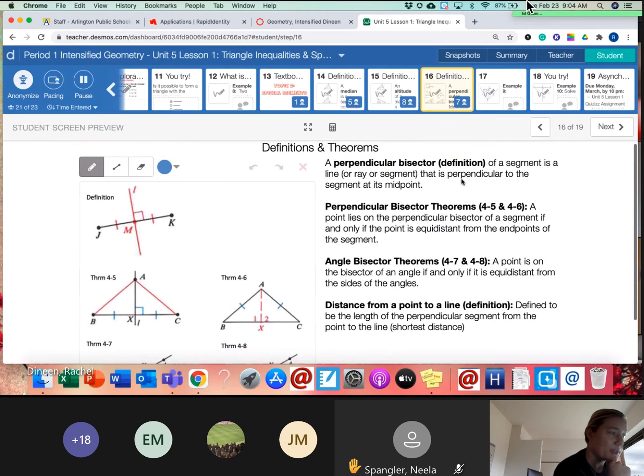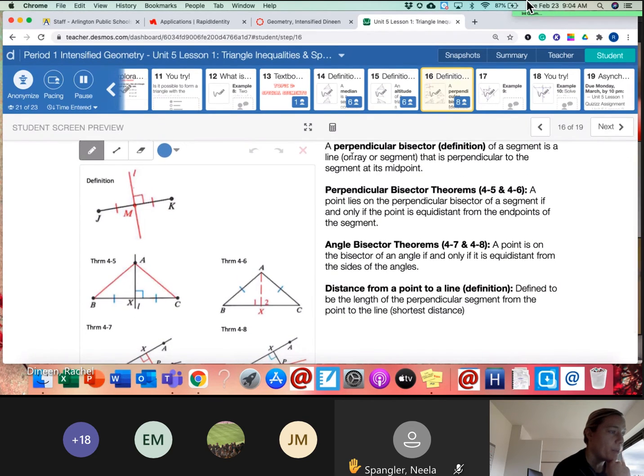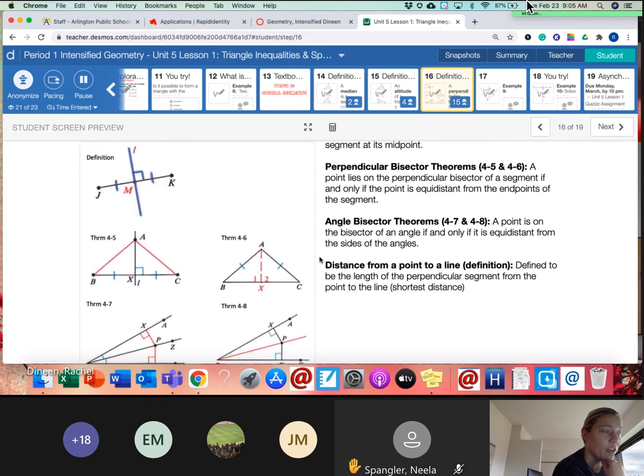More definitions and theorems. A perpendicular bisector of a segment, this is a definition, is a line, ray, or segment that is perpendicular to a segment at its midpoint. Looking at my example, what I'm highlighting in blue is my perpendicular bisector. It's perpendicular and it bisects the segment, so the name kind of tells you exactly what it does.